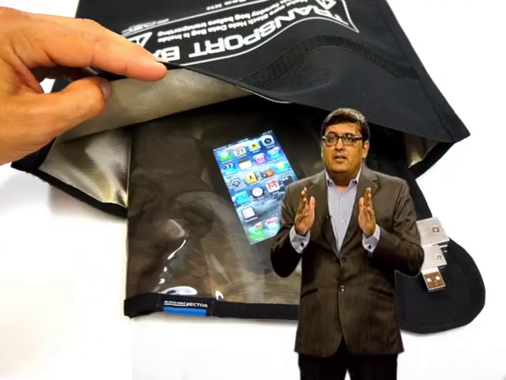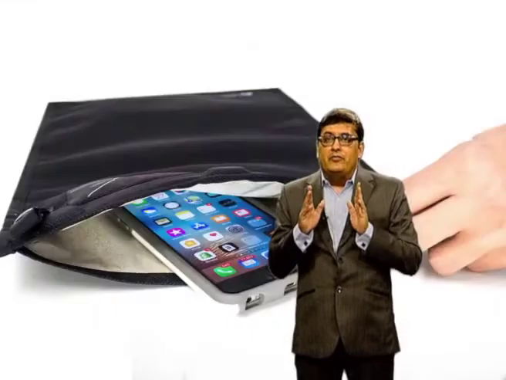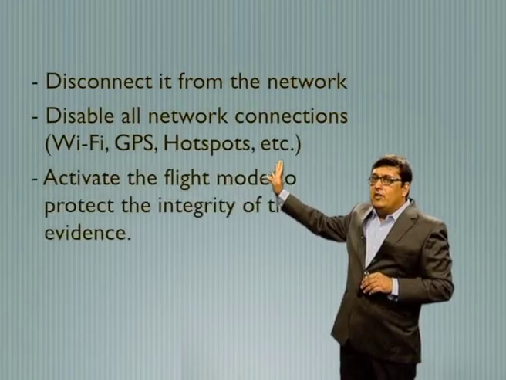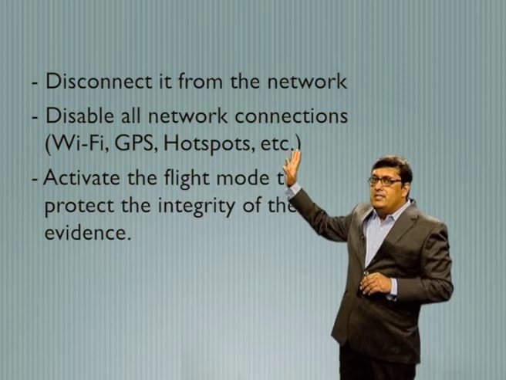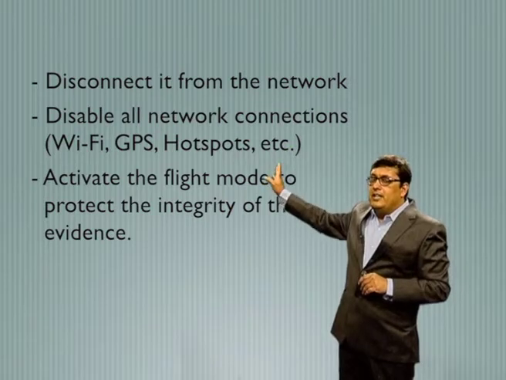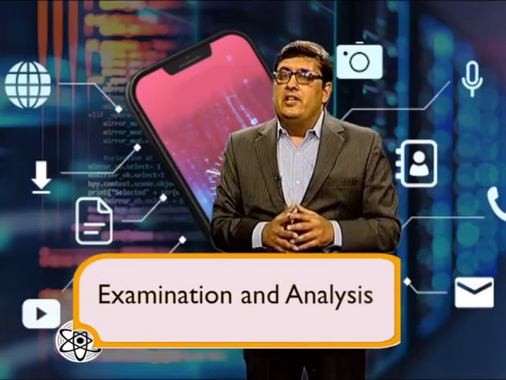Mobile devices are often seized switched on, and since the purpose of their confiscation is to preserve evidence, the best way to transport them is to attempt to keep them turned on to avoid a shutdown, which can alter files. A Faraday bag and external power supply are common types of equipment for conducting mobile forensics. Before putting the phone in the Faraday bag, disconnect it from the network, disable all network communications, for example Wi-Fi, GPS, hotspots, and activate the flight mode to protect the integrity of the evidence. Now comes the examination and analysis.